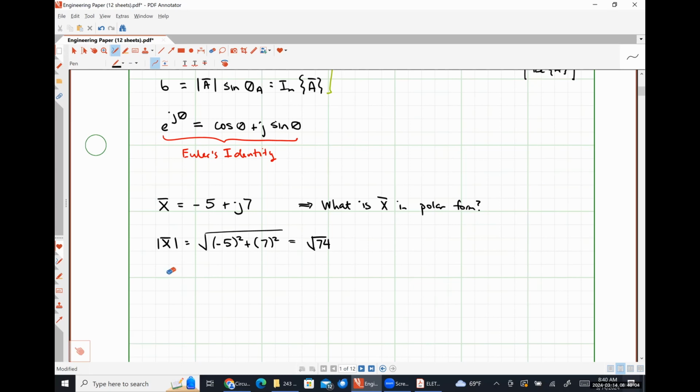Sorry, did not mean to write a Q. Theta x would be the inverse tangent of what? 7 over -5. Somebody put that in their calculator. I want an answer in degrees. -54.